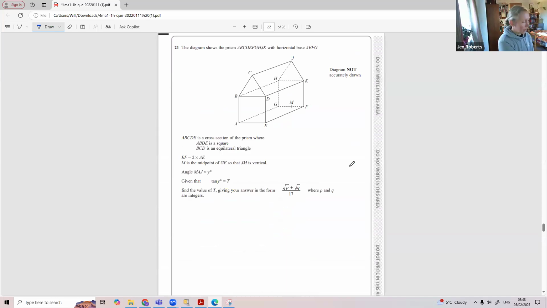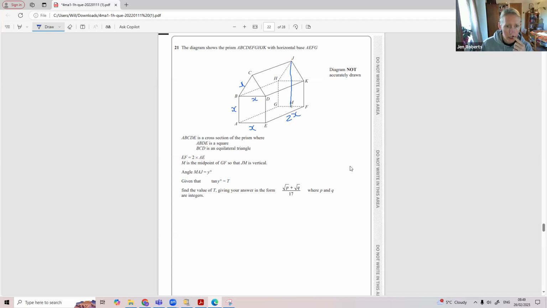All right, so this looks like an interesting question here. ABCD is a square, so I feel like I want to call that x. BCD is an equilateral triangle, but they're all x till 2, aren't they? So all of these are x's. EF equals 2AE, so let's call that 2x. M is the midpoint of GF, so that JM is vertical. Okay.